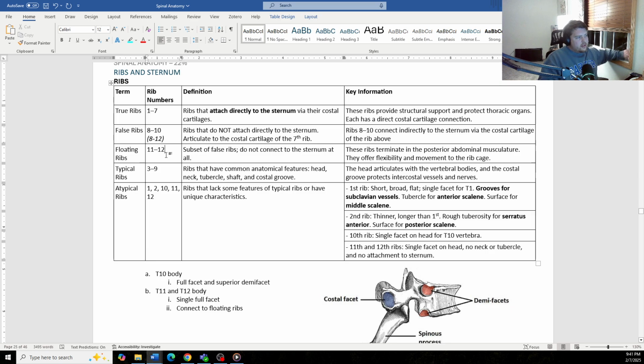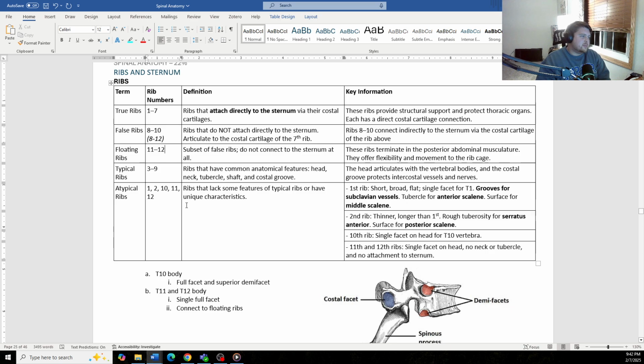Along with that kind of classification, we also have typical versus atypical ribs. The typical are 3 through 9. They have the same general structures. They have a head, a neck, a tubercle, a shaft, and a costal groove. A costal groove is where the nerve and the vessels run through along the posterior portion of the ribs. The inside portion of the ribs, I should say.